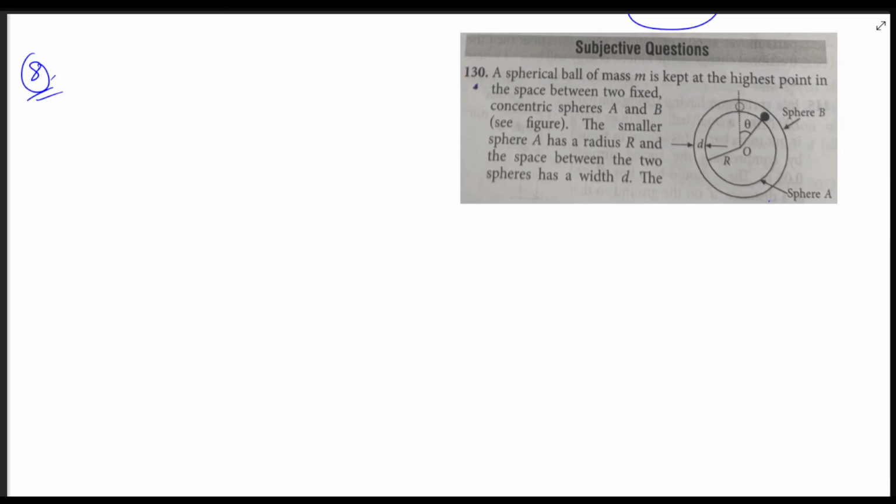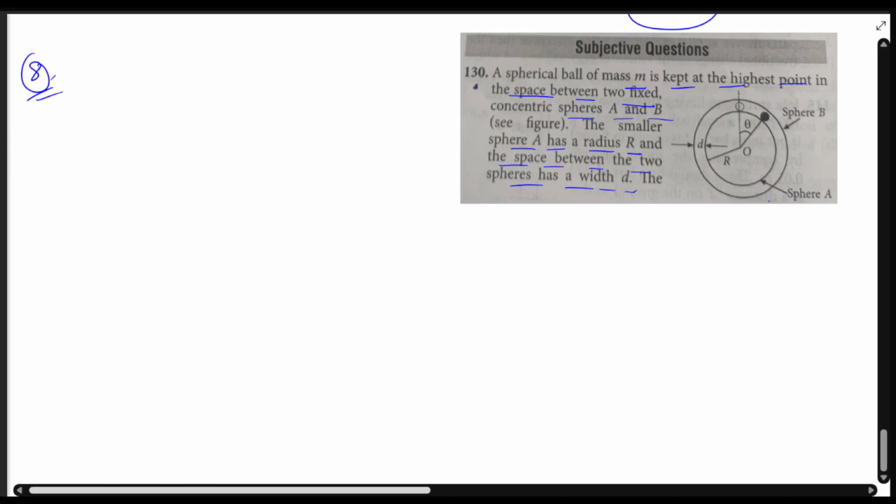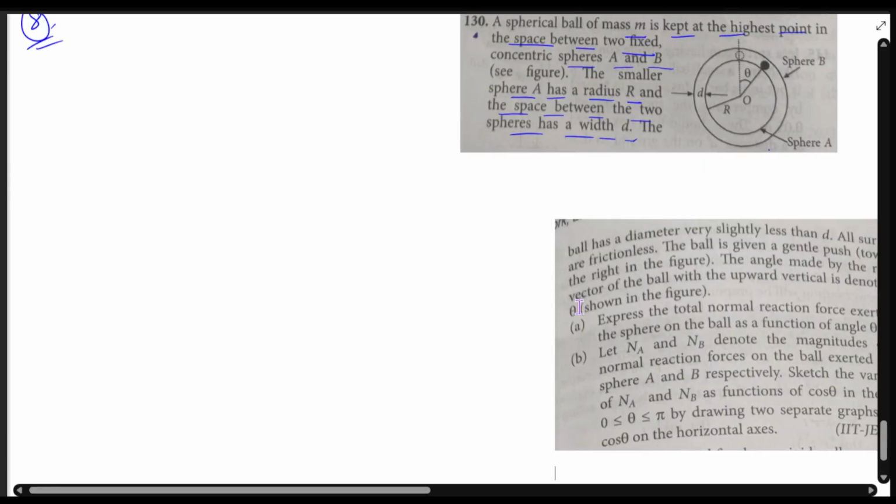Right. So what we have here is a spherical ball of mass m is kept at the highest point in the space between the two fixed concentric sphere A and B. The smaller sphere A has a radius r and the space between the two sphere has a width d. So this is d and this has a radius r. Okay, so question is incomplete. Let me put the other half of the question.